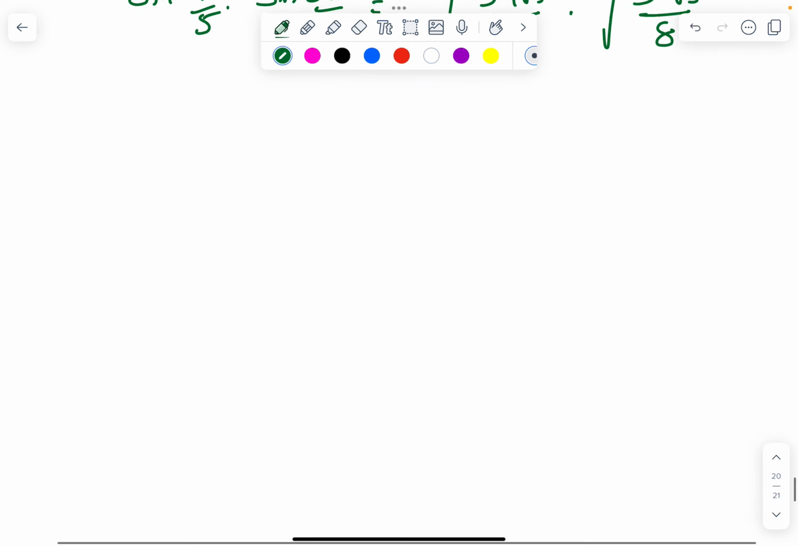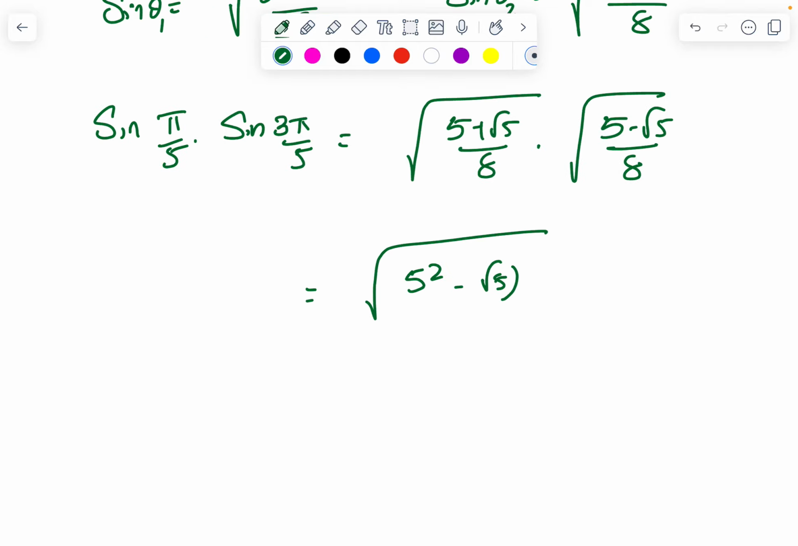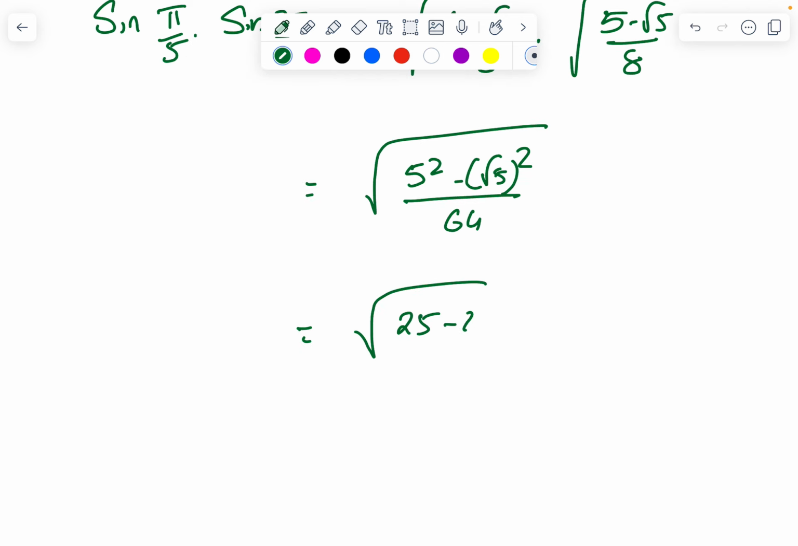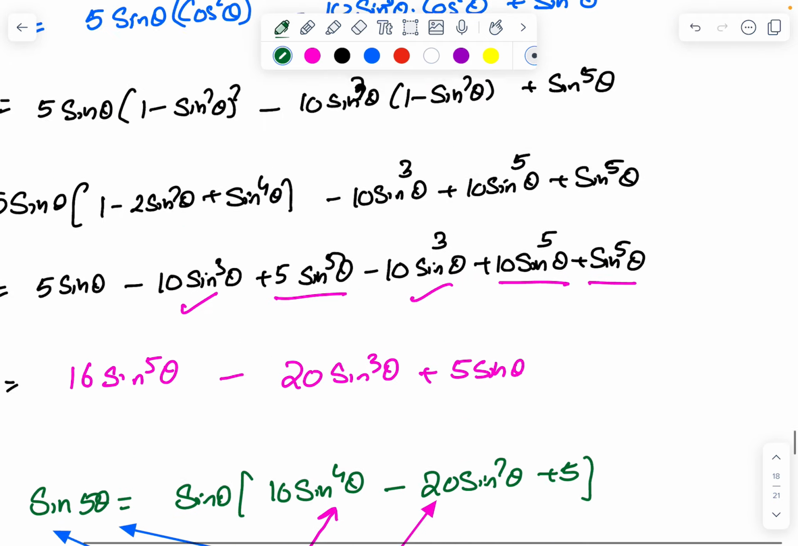So that's going to be square root of a square minus b square by 64, which is going to be 25 minus 5 by 64, which is going to be square root of 20 by 64, which is going to be square root of 5 by 16, which is square root of 5 by 4. I think so. That is what they only ask us to prove, square root of 5 by 4.